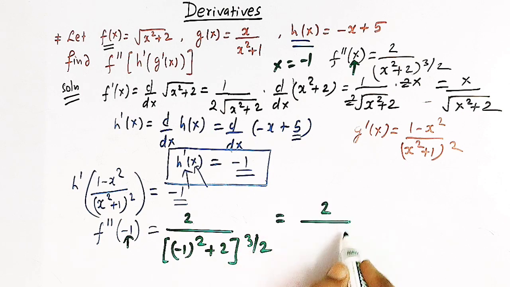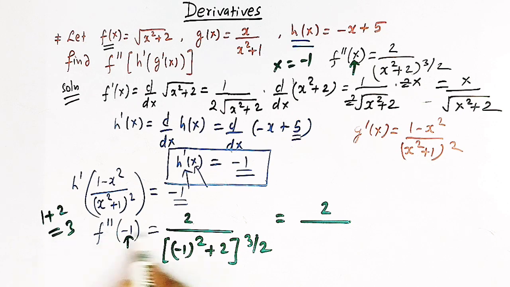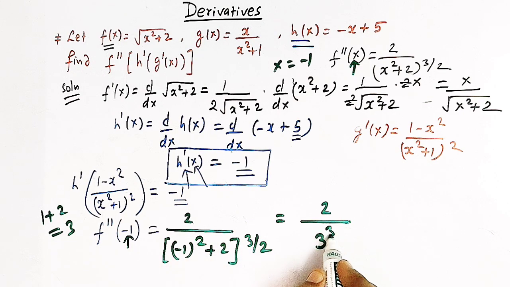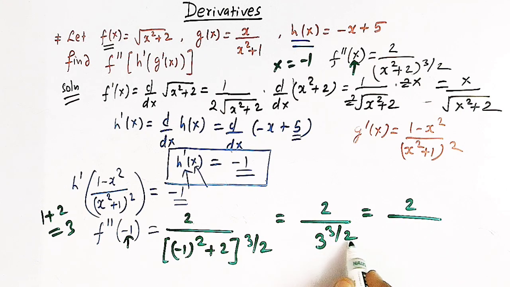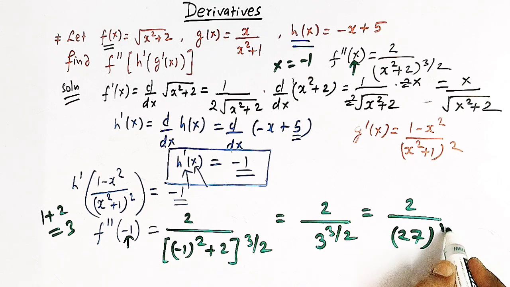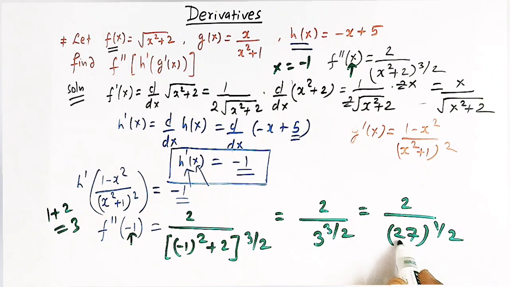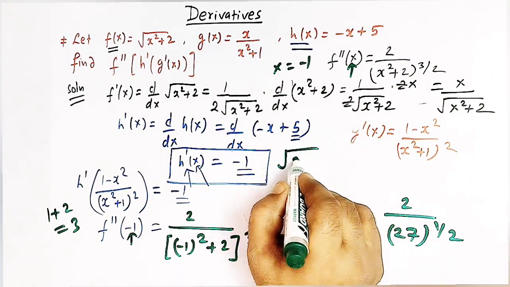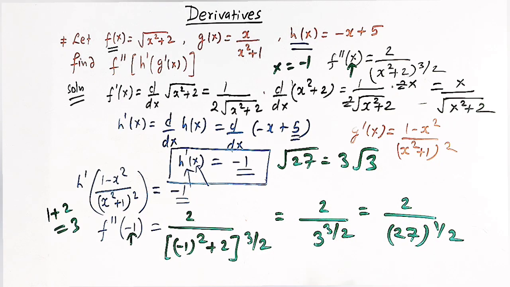So this is 2, and here minus 1 square is 1. So we have 1 plus 2, that is 3. So this is 3 raised to 3 by 2. And we can now write 3 raised to 3 by 2 as 27 raised to 1 over 2. So now the square root of 27 is equal to 3 times square root of 3. So now here we have 2 over 3 times square root of 3.